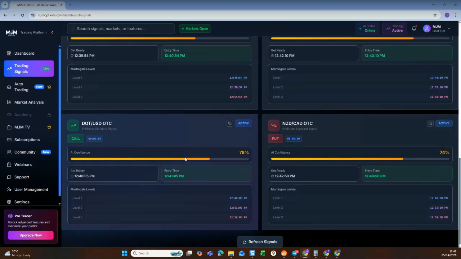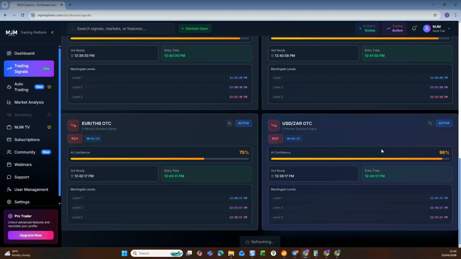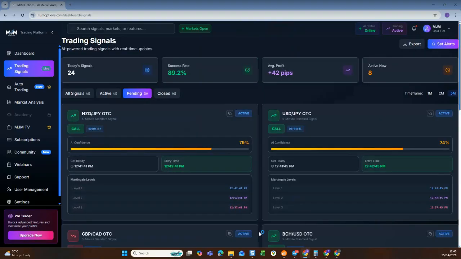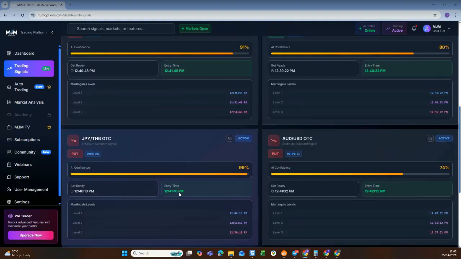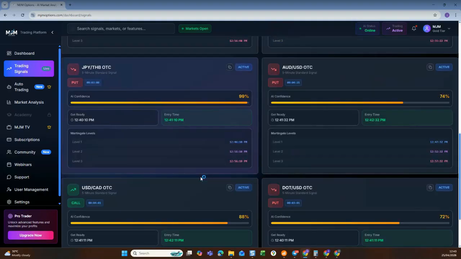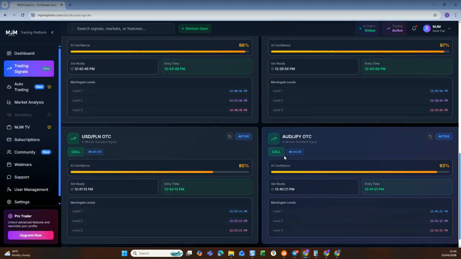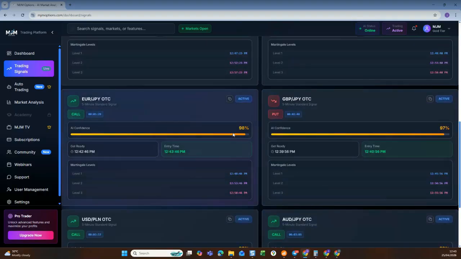Next one we have, let's see if we can find another one, 96. We can find another one with 90. This is 90, but this is 3 minutes. This is 99, but this is 3 minutes. This is 93, also 3 minutes. 98 exactly. This is 5 minutes and 28 seconds, so you can copy this, paste it somewhere, and take this signal. That is basically how it is on 5 minutes.